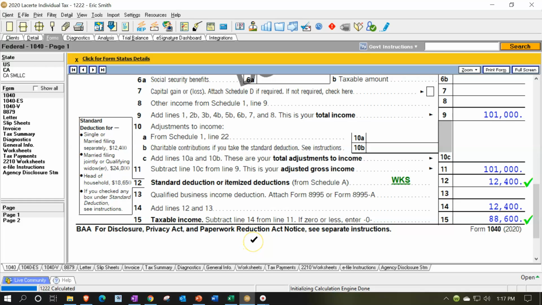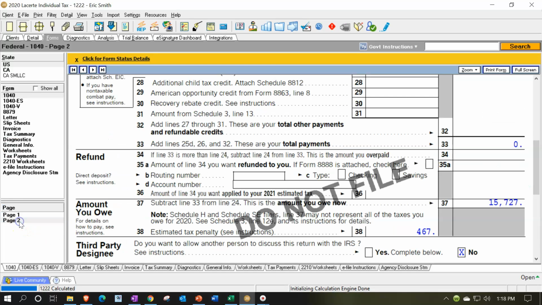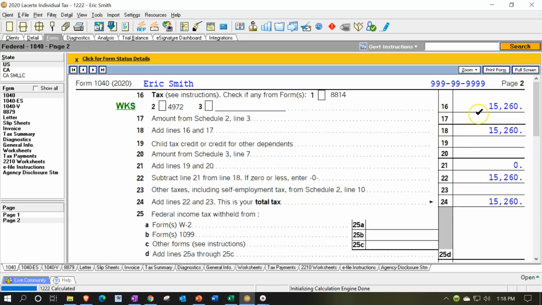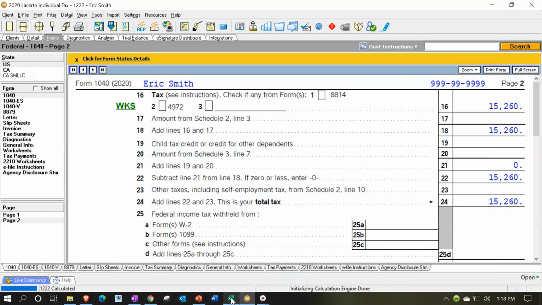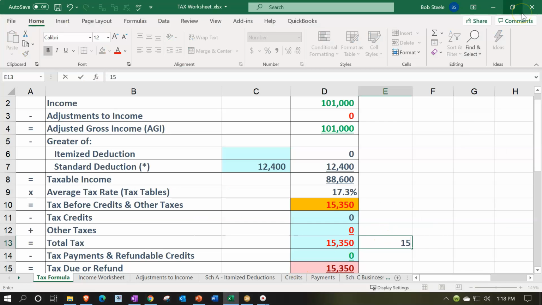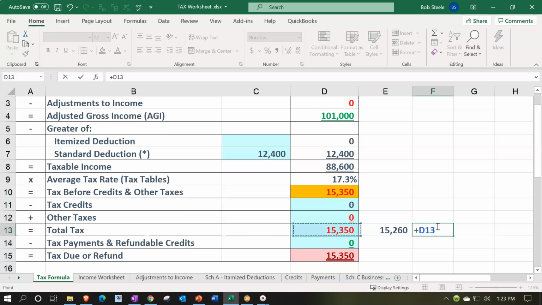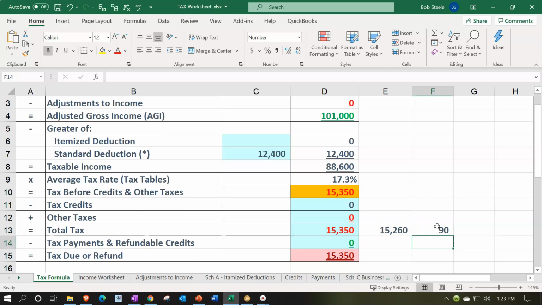However, where will the impact be? It'll be in the fact that there's going to be a whole different progressive tax schedule taxing the 1,000 dividends as opposed to the ordinary dividends. So the tax software is going to be breaking that out in the tax calculation. If I go to page 2, the tax is now 15,260. So if I go back over here, the tax is 15,250, was it? 15,260. So the difference will be equal to $90. So we have a $90 difference even though the taxable income is the same.